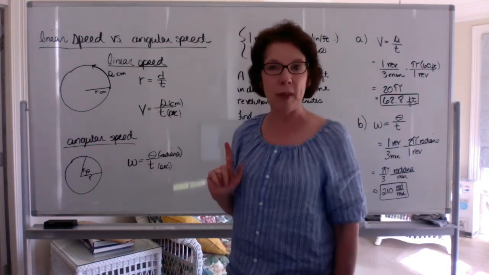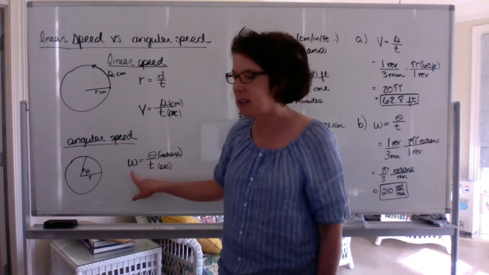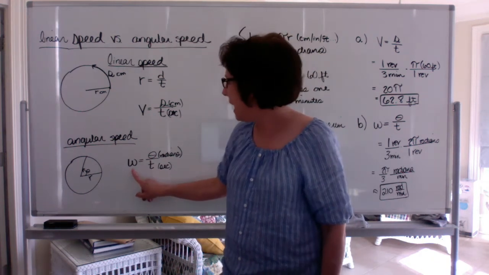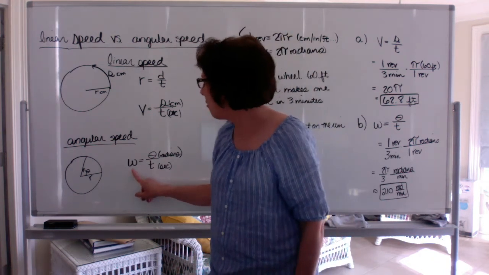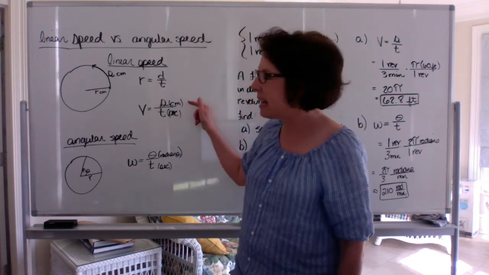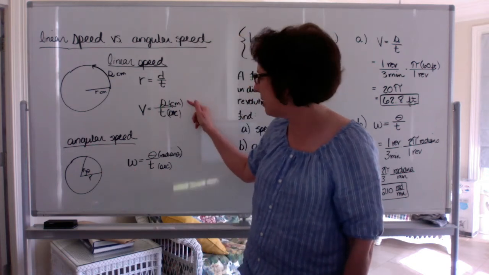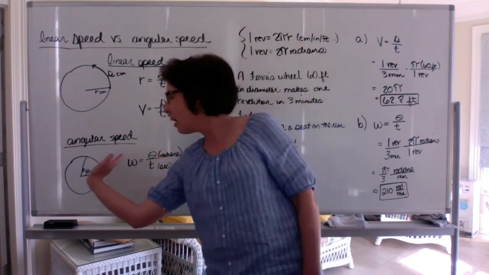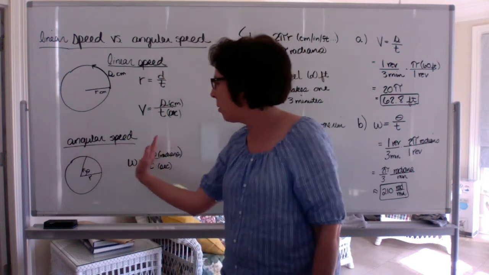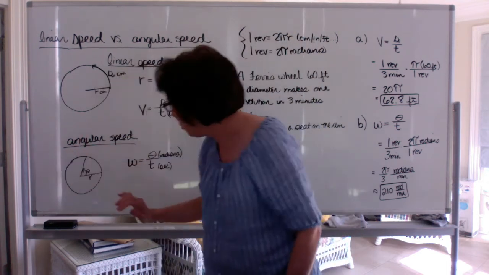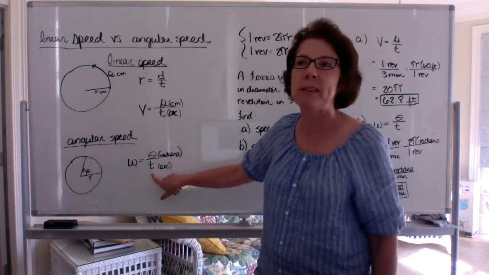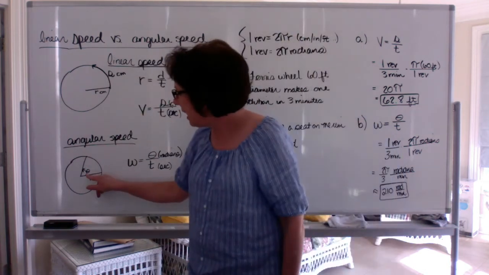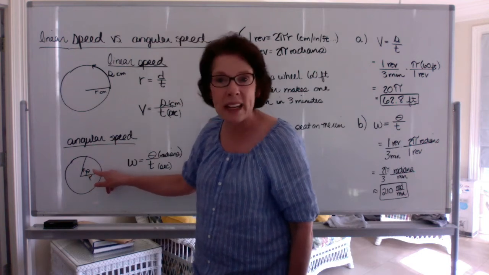Angular speed, new thing. Angular speed uses the Greek symbol, I forget what the name of it is, but it looks like a W. Okay, now instead of it being distance, say in centimeters or feet or inches, your angular speed is how many angles do you go through in a certain amount of time? What's the measurement of an angle that you go through at a certain amount of time? So it is going to be in radians, okay?